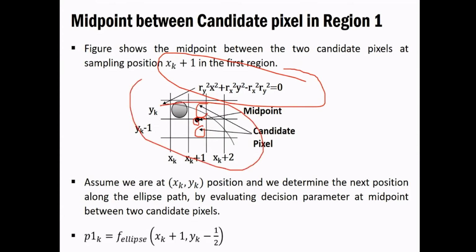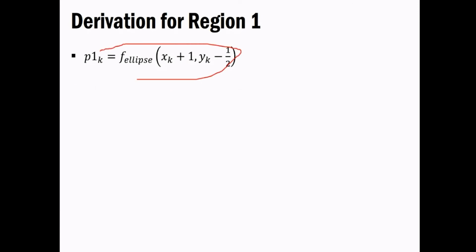For this purpose, as we have taken in the circle, that is xk plus 1 and yk minus 1 by 2, because we are dealing with the midpoint. But now in our case the ellipse function is not the same, so we have to consider that particular ellipse function. This is the very basic thing that we have, as we have seen in the circle generation algorithm also. So if the circle generation algorithm or the derivations are clear to you, then there won't be any problem in this particular derivation.